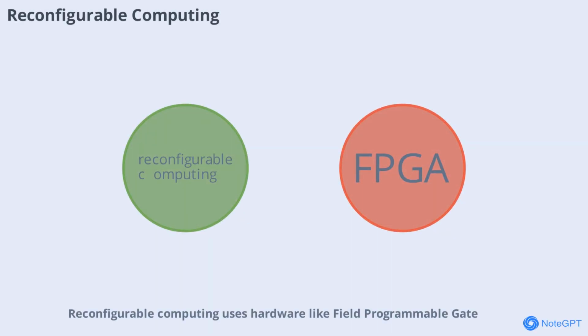Reconfigurable computing uses hardware like field programmable gate arrays, FPGAs, that can be reprogrammed for different tasks. This flexibility allows systems to adapt to changing requirements, offering a balance between performance and versatility. Reconfigurable architectures are used in research, communications, and specialized computing applications.